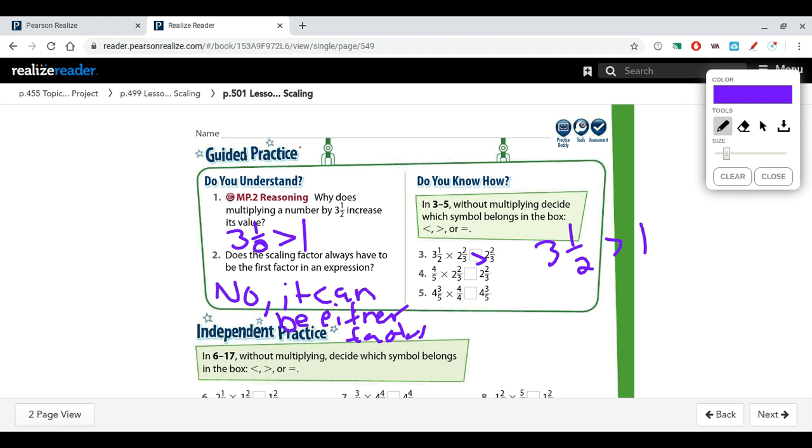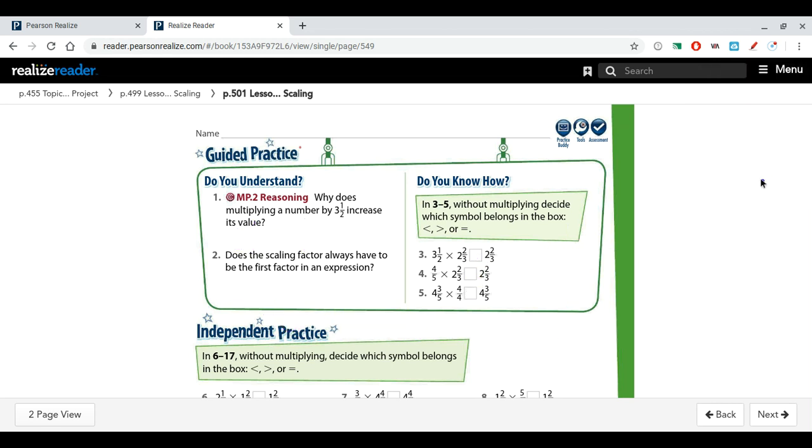So here my answer is going to be greater than 2 2/3. Okay, we take a look at 4/5 times 2 2/3, and I'm comparing that to 2 2/3. So I look at 4/5. 4/5 is less than 1. So that means my product of 4/5 times 2 2/3 is going to be less than 2 2/3. If I take a look at 4 3/5 times 4/4, 4/4 is my scaling factor. 4/4 is equal to 1. So this is going to be equal. Okay, so what I'm doing is taking one of my factors and comparing it to 1, to see whether my product is going to be greater than, less than, or equal to the other factor.